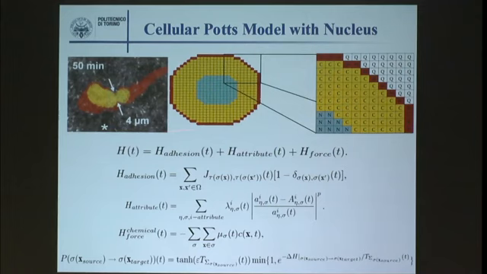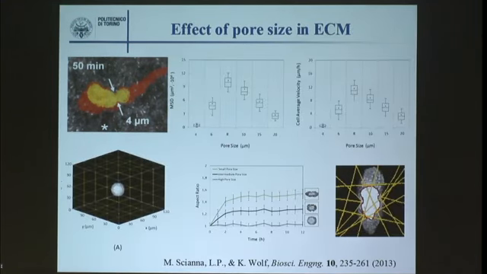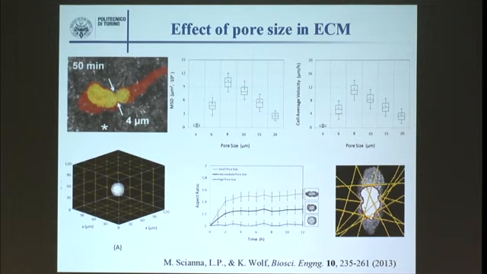This is the Hamiltonian that you have in the cellular Potts model. It is made of an adhesion part and a part related to the shape and geometry of the organelles, let's say the nucleus of the cell, and so on, the geometric features. Then we use the cellular Potts model to see what happens when you embed this single cell in a matrix.